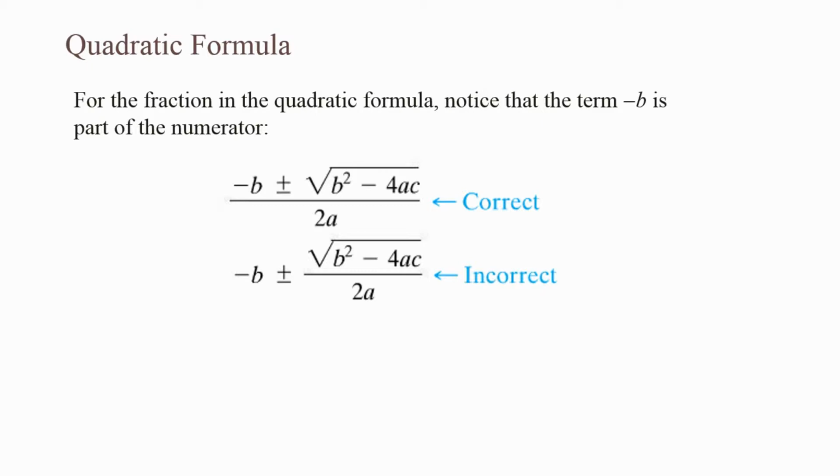When using the quadratic formula, for the fraction part, notice that the term negative b is part of the numerator. You want to be very careful about how you write this. The correct form is negative b plus or minus the square root of b squared minus 4ac, all over 2a. The incorrect form is to write negative b plus or minus, then your fraction. That is to be avoided.